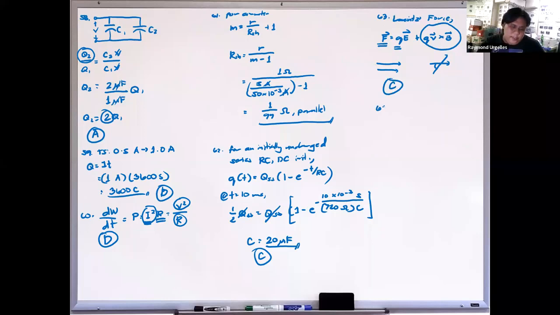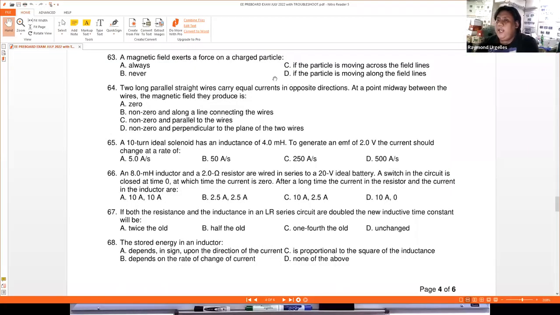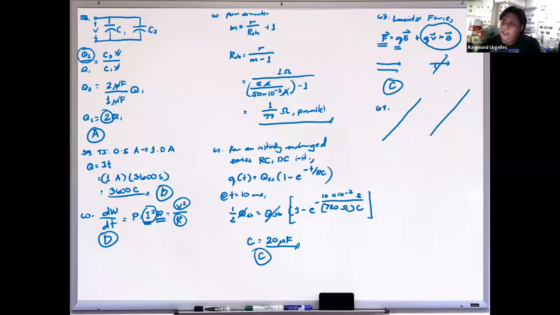So next, number 64. We have two long parallel wires which carry equal current in the opposite direction. Equal current, so means if they produce the same magnetic field in opposite direction, that will cancel out. At a point midway between the wires, the magnetic field they produce is blank. Diba? So this is the line midway between the wires.